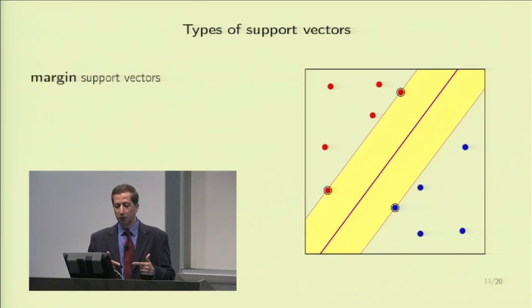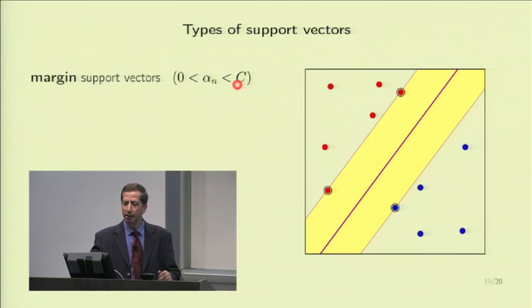Now, when you have the soft version, we are going to label these guys margin support vectors, just because there will be other guys that violate the margin, okay? And they will be support vectors. They will get Lagrange multipliers that are greater than zero, okay? And in this case, the margin support vectors that used to be just alpha greater than zero, they also happen to be strictly less than C, okay?